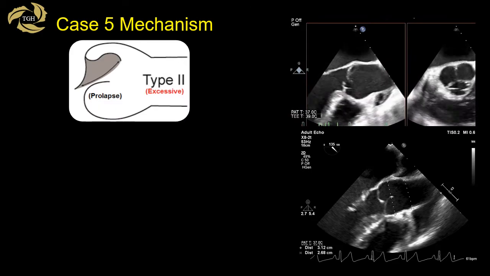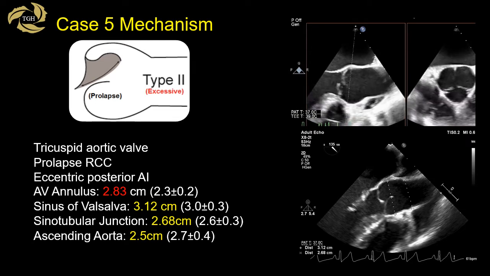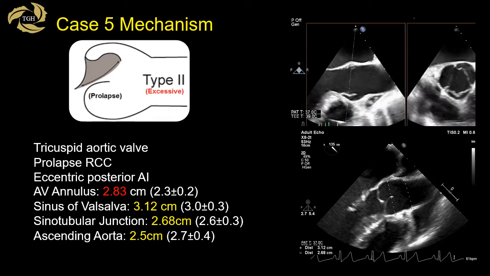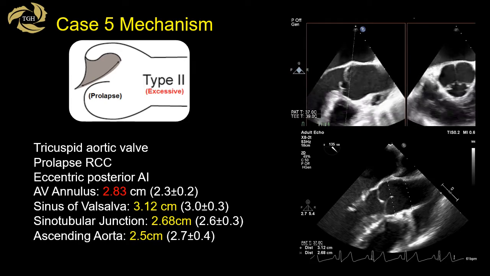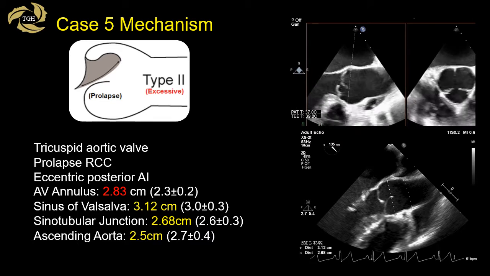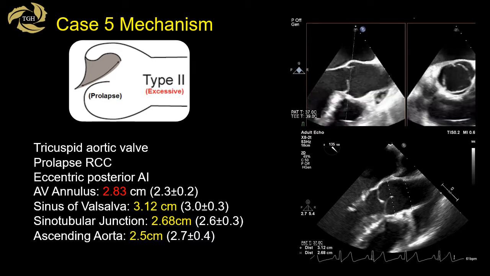The mechanism in this patient is a tricuspid aortic valve with prolapse of the right coronary cusp and eccentric posterior AI. This is an El-Khoury type 2 example. The aortic annulus is dilated at 2.83 centimeters, but the remaining portions of the aorta are not.